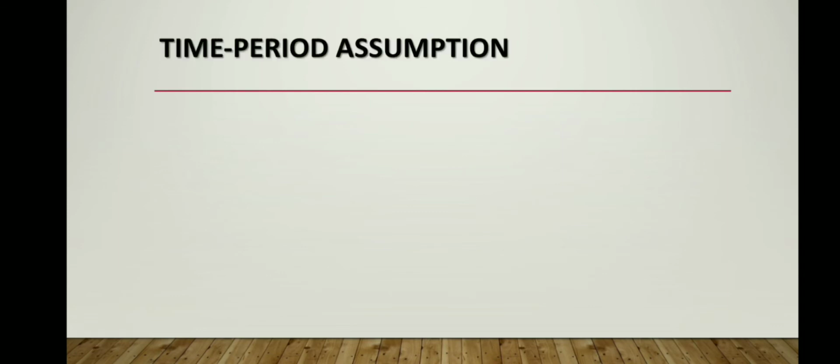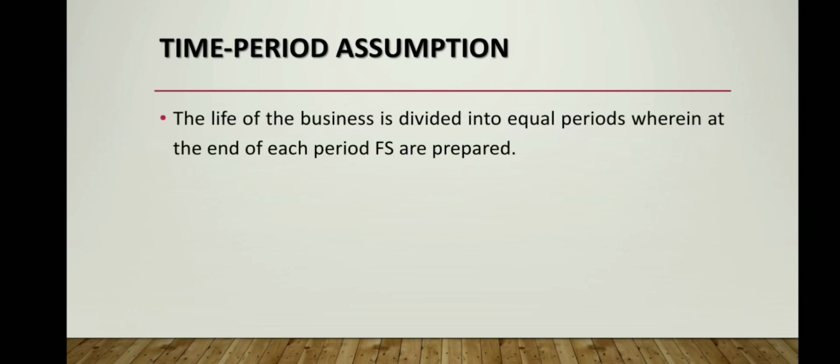So as I mentioned earlier, under the going concern assumption, the business is assumed to be operating continually for an indefinite period of time. So the life of the business is indefinite. And since it is indefinite, it would not be practical to wait for the very end of the life of the business just to know what happened with the investment made by the owner. So under the time period assumption, the life of the business is divided into equal periods, wherein at the end of each period, the financial statements are being prepared.